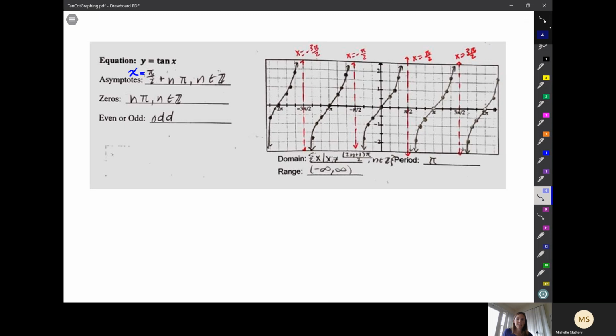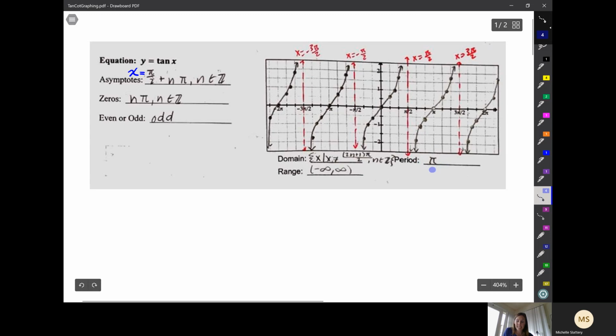And then we have our domain, our period, and our range. Our domain is everything except for the asymptotes. So x such that x does not equal, written instead of as two separate fractions, 2n plus 1 quantity times pi all over 2. Of course, n is an element of z. Don't forget that piece. If you forget n is an element of z, then you will not get full credit. The range is infinite, so negative infinity to infinity. And the period here we can see is just pi.